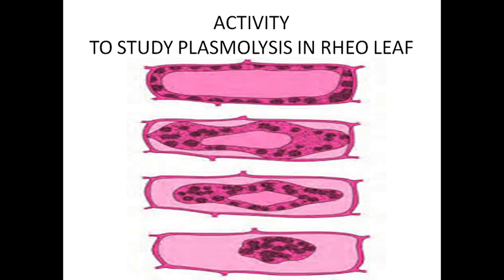Now one more step I go ahead to explain to you. Suppose we take this Rhoeo leaf, we boil it in water. What happens? The cells die. Now we take this cell and we put a solution of sugar or salt in it and we observe it under a microscope. You will not see the process of plasmolysis occurring in it, which means that plasmolysis occurs in living cells.